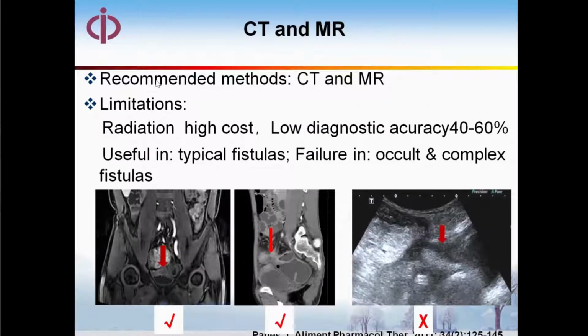Usually, we recommend CT and MRI as the first way to detect the fistula. But they involve radiation and high cost, and the diagnostic accuracy is limited. They are useful in typical fistulas, but fail in complex fistulas. Just like this picture, it's difficult to say where the fistula is.